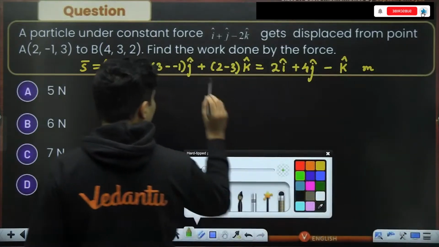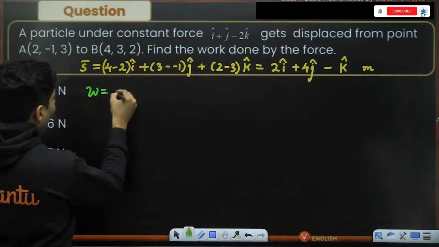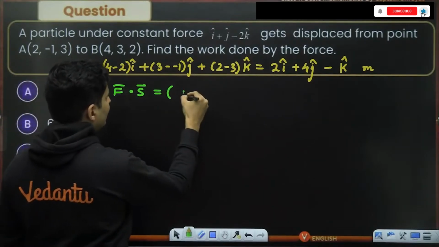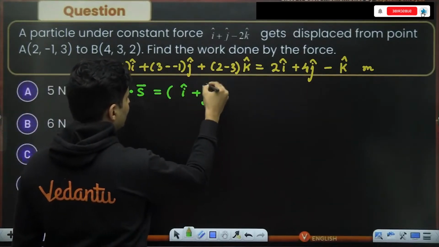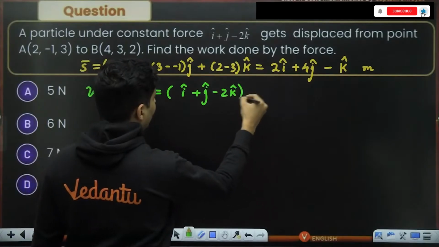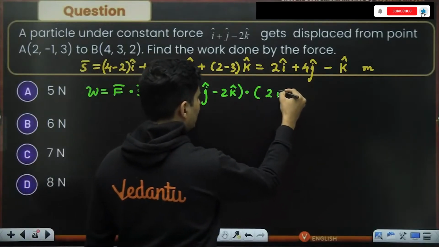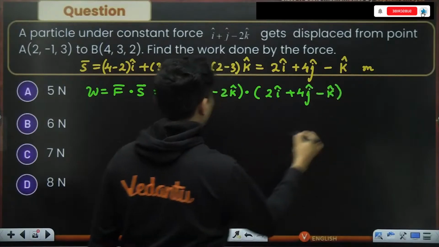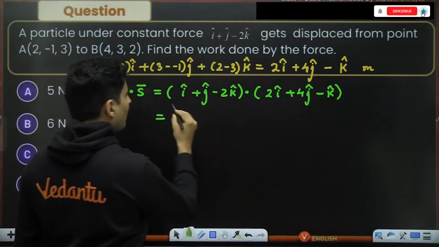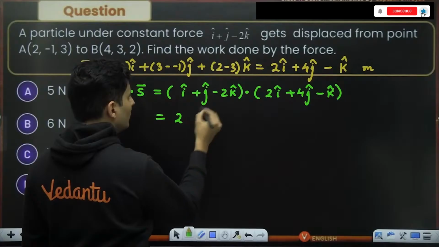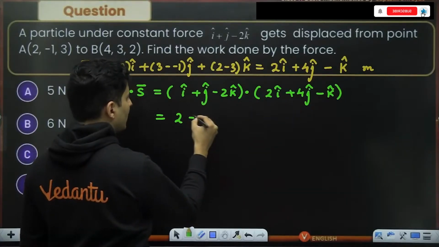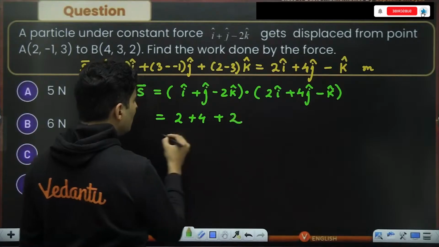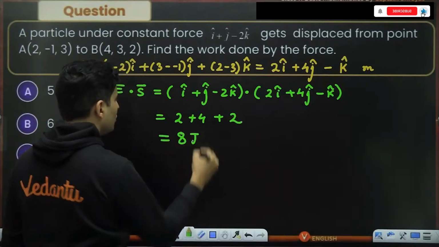The question says find the work done. Work done is force dot displacement. Force is i cap plus j cap minus 2k cap, dot with displacement, which means 2 i cap plus 4 j cap minus k cap. So this will become 1 into 2 is 2, j into 4j is 4, minus minus is plus, so 2 into 1 is 2. So this will be nothing but 8 joules.